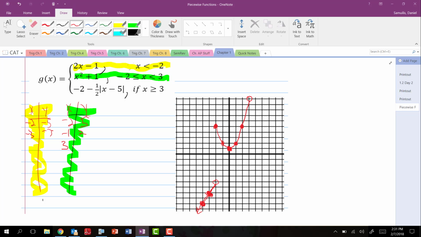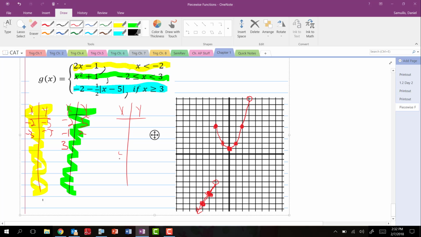Okay, and then the last one. Oh, man. Hey, by the way, what's the vertex of this V? This is written negative 2 minus 1/2 absolute value of x minus 5. The vertex is going to be 5 comma negative 2. Is 5 part of my domain I can plug in, yes or no? Yes. 5 is greater than 3. So 1, 2, 3, 4, 5, comma, negative 2. You'll see that vertex-like behavior, I probably shouldn't call it vertex, but I did, for this V.